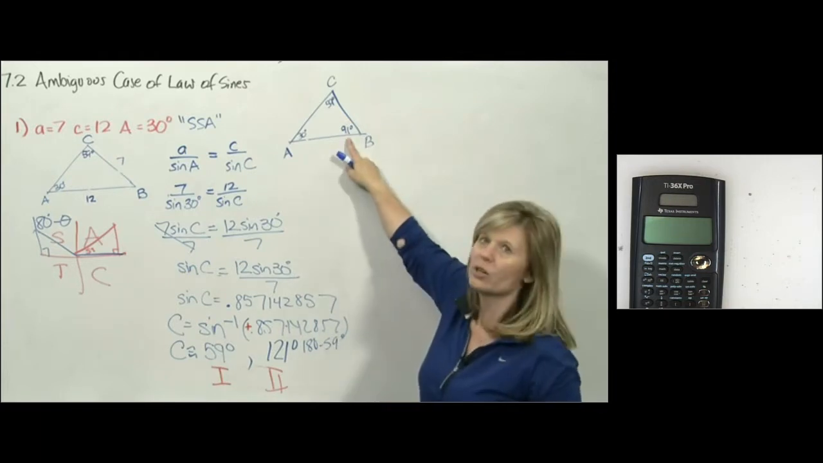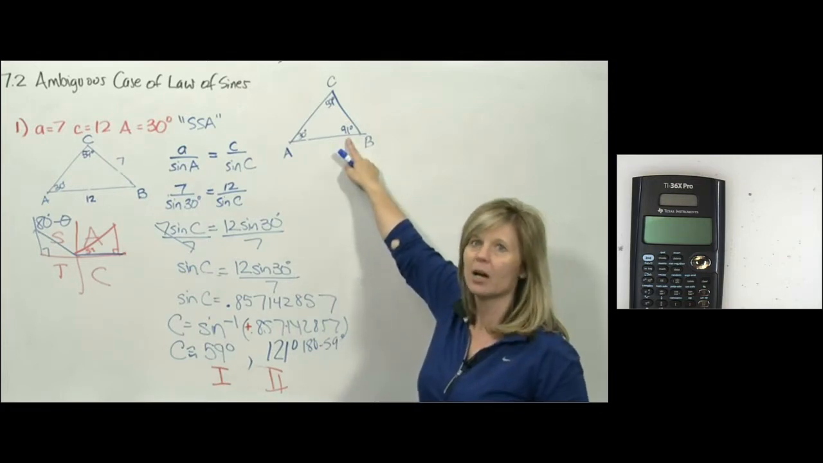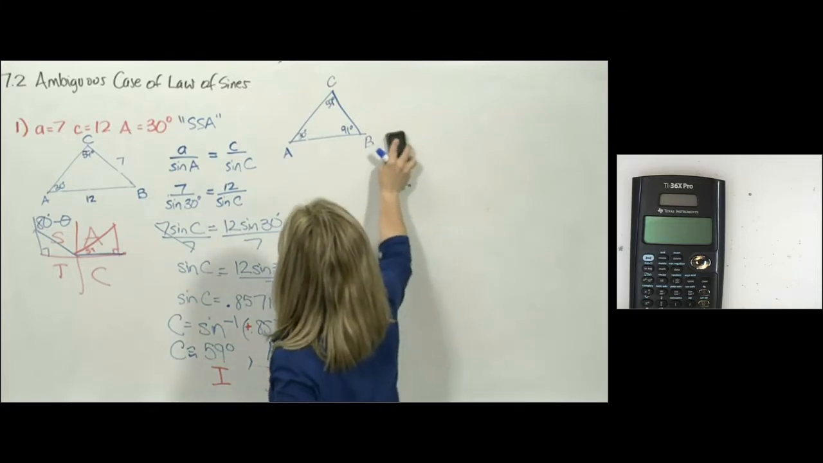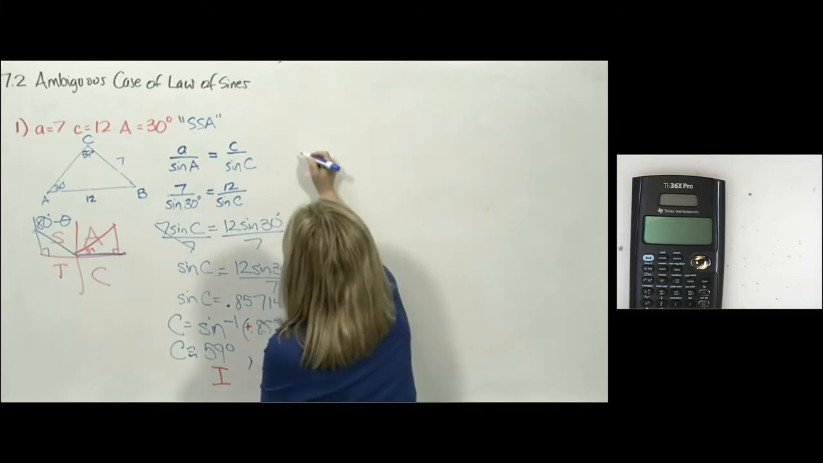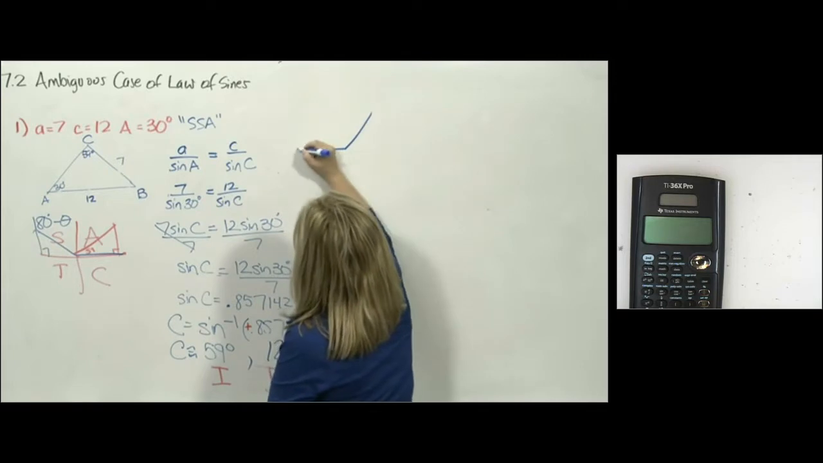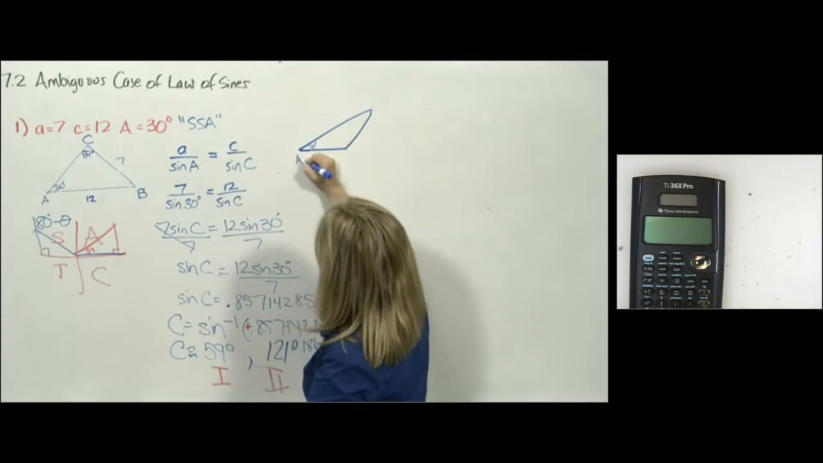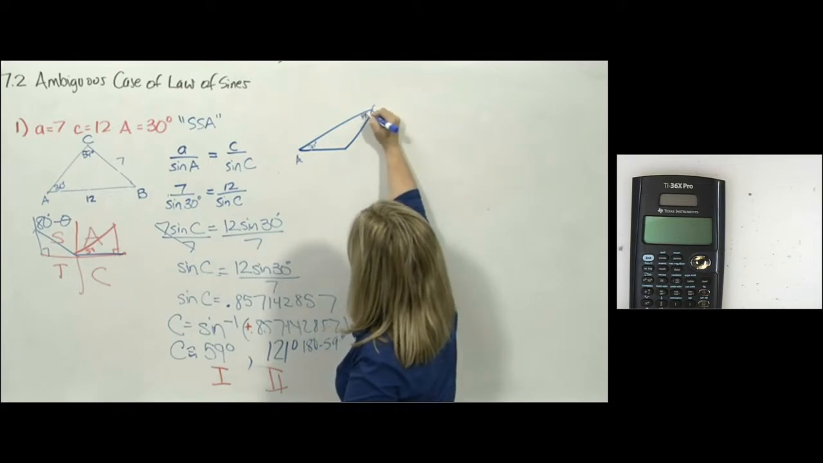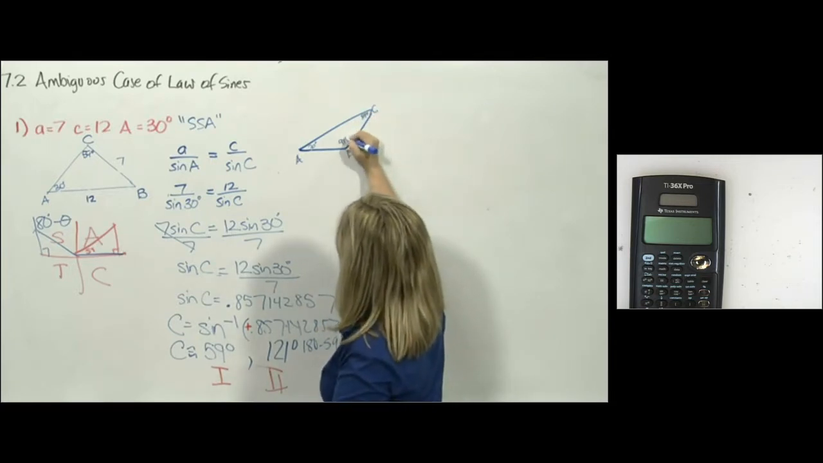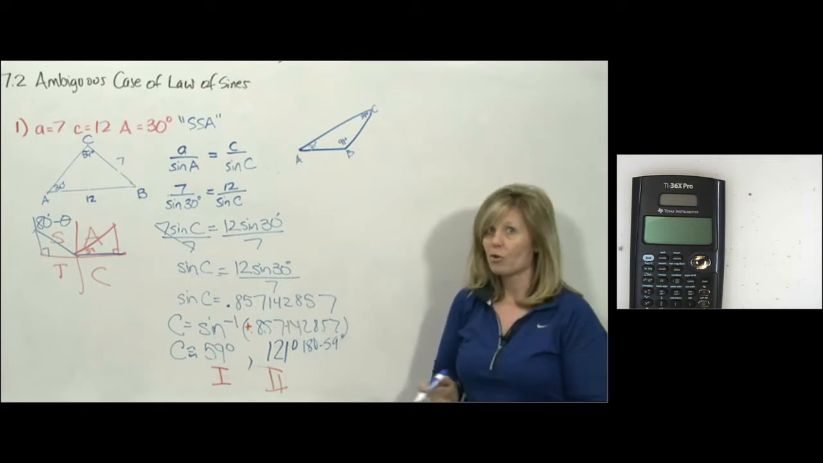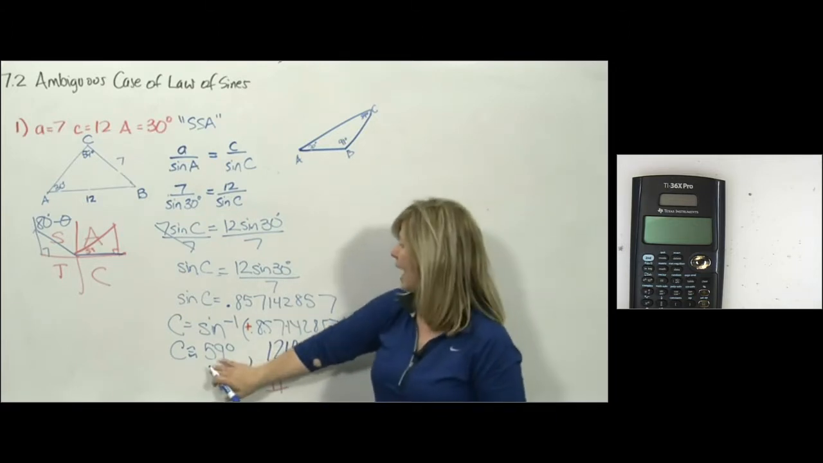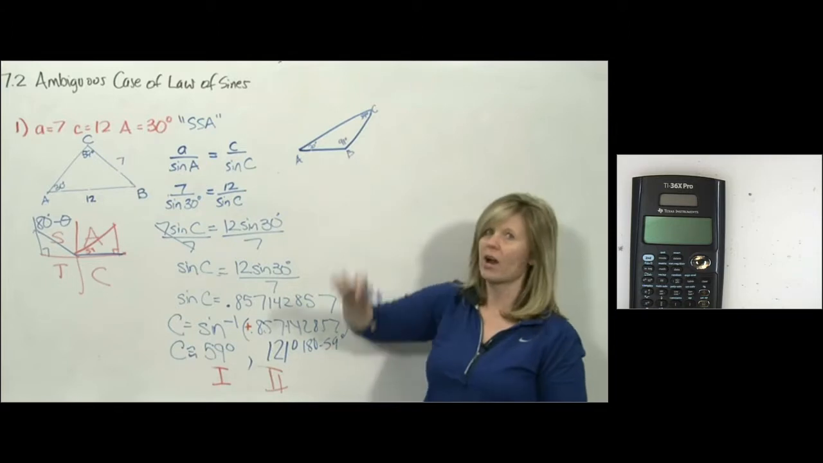Now that's 91 degrees, so it can't be acute. It's going to be obtuse. So let me draw that correctly. So we have an obtuse triangle here, because that's going to be 30. Angle C you said was 59. And angle B we just found out is 91. So far so good? So when angle C is 59, we do form a triangle.